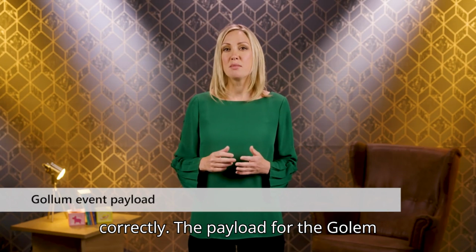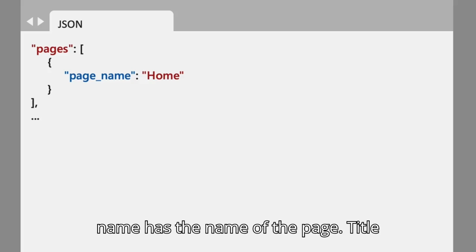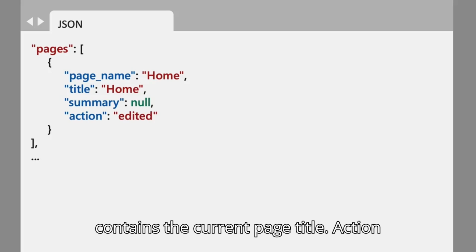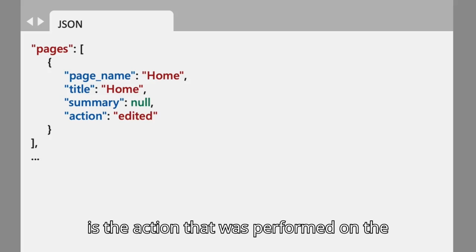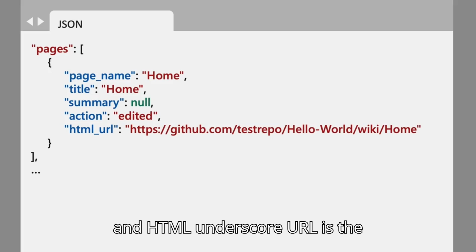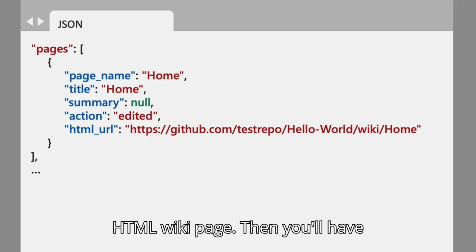The payload for the Golem event contains the following items. Pages. With the pages that were updated, each page includes the following information. Page_name has the name of the page. Title contains the current page title. Action is the action that was performed on the page. It can be created or edited. And HTML_URL is the HTML wiki page.